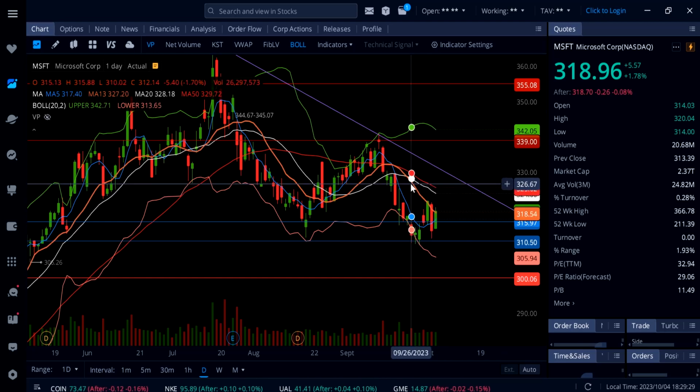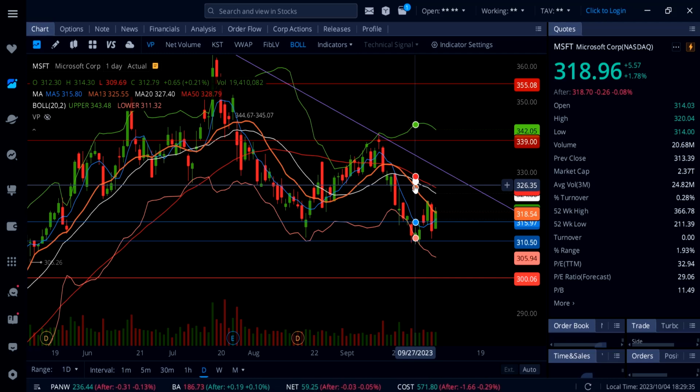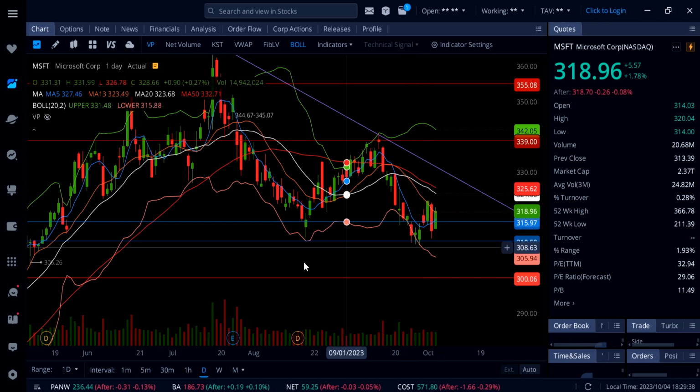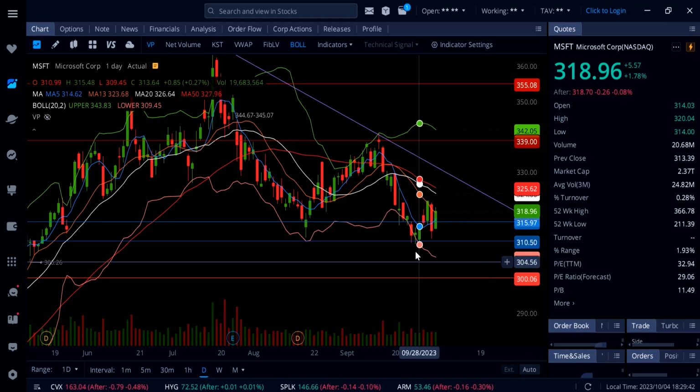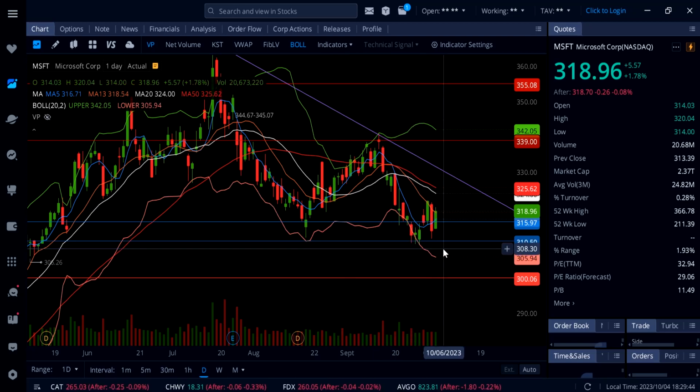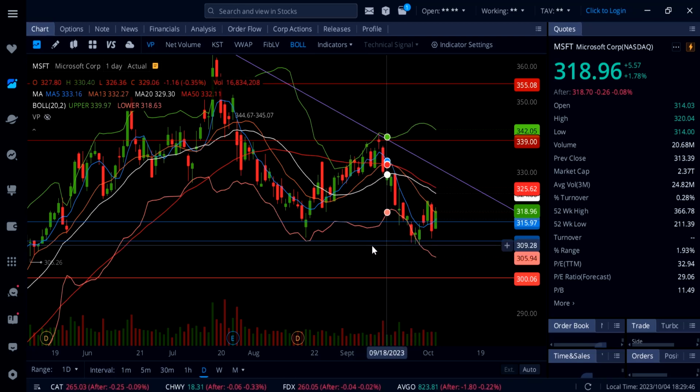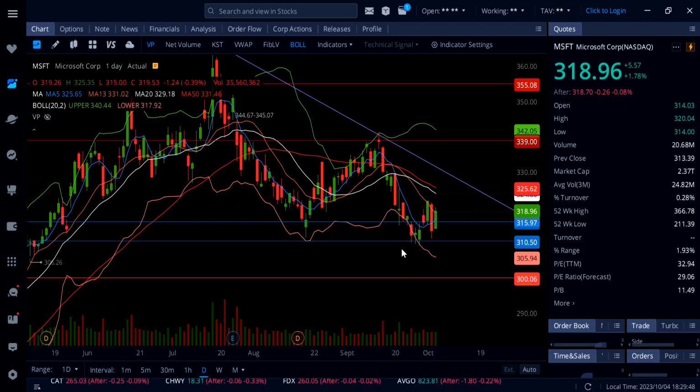And now it's holding the 13-day moving average right here, 318.54, as support into closing. We also have support down here at 316. And as you can see on my screen, 316, this support and this support down here, it's been holding. So I think Microsoft could be putting in a bottom here in the short term.